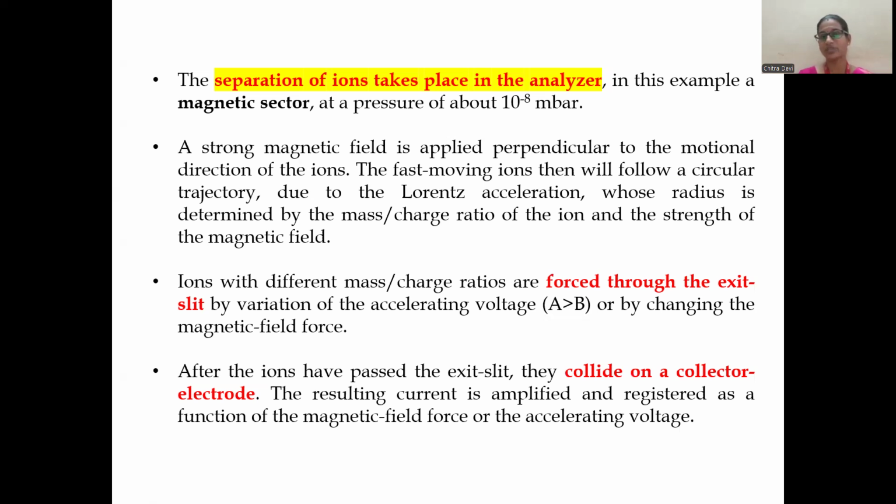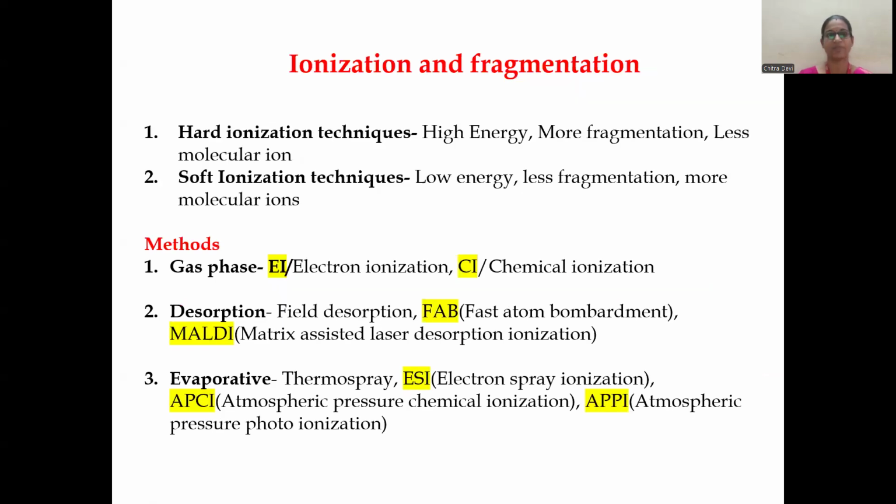After the ions pass through the exit slit, they collide with the collector electrode. Because of this, a resulting current will be produced, which will be amplified and registered. That means it will be recorded as a function of magnetic force, or you can say accelerating voltage.